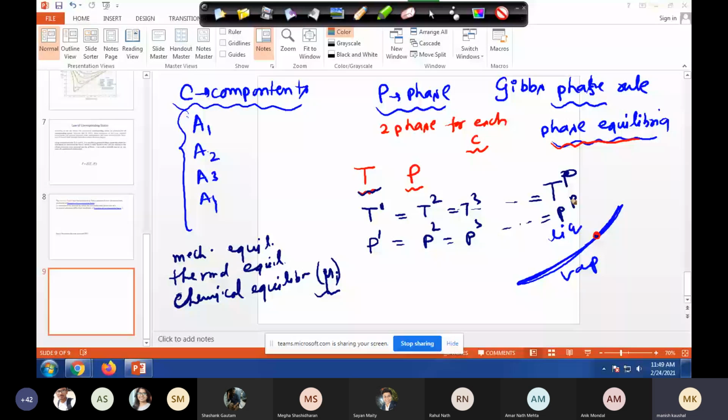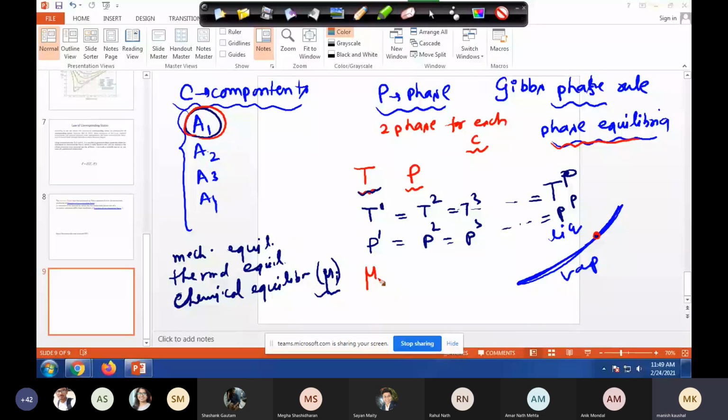T and P are the same for all components, so that's not a problem. I said it for the phase. What else? Chemical equilibrium should also be there. What should we write? Let's first talk about component 1.